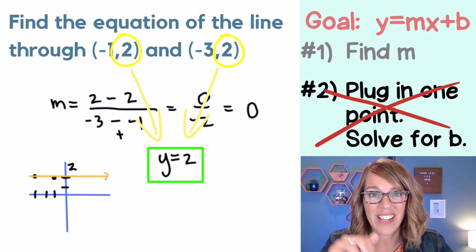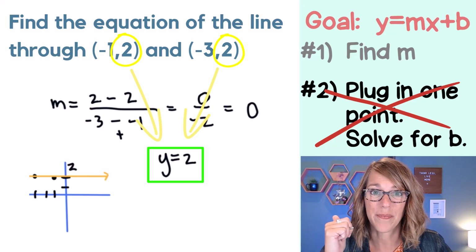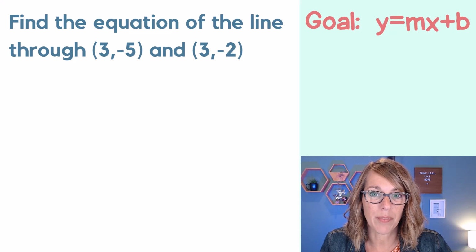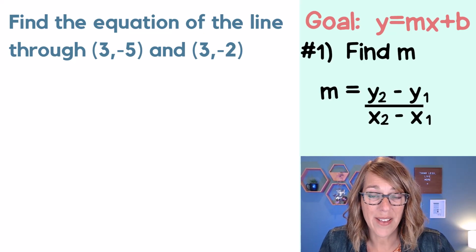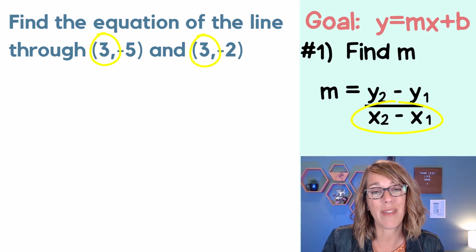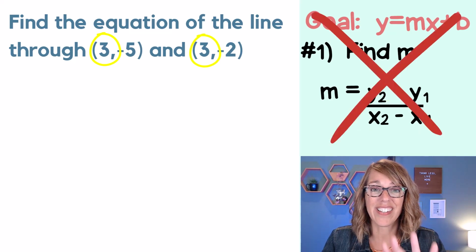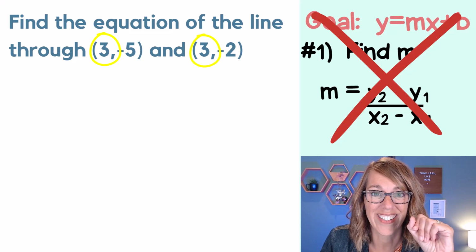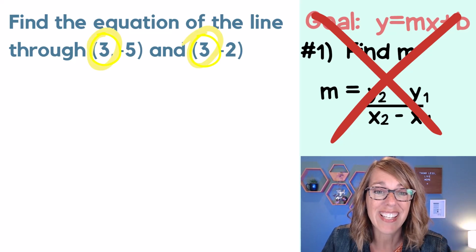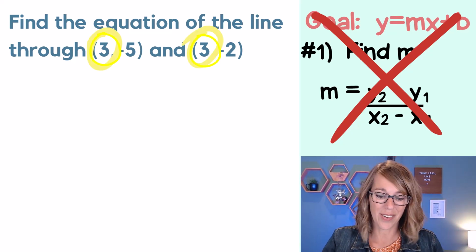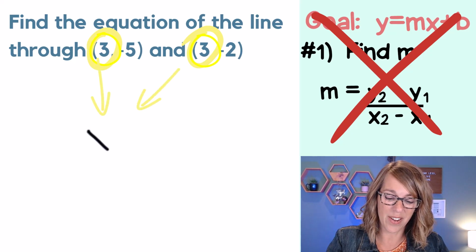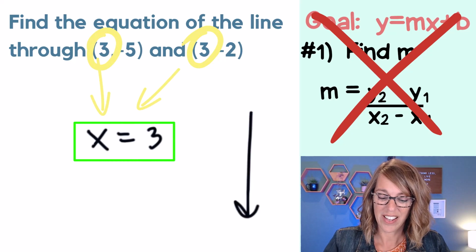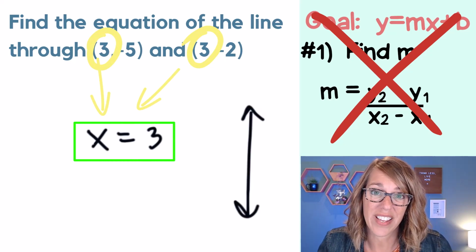Keep that shortcut in mind when we look at this next example. Here's our next example, and our goal is going to be y equals mx plus b. But if I try and find m, I'm going to end up with a 0 in my denominator. So this method here is not going to work. But what do you notice about those points? Do you see it? 3 is the x in both of these. So I can actually just skip right to my equation. Every single x on this is going to be a vertical line, is going to be equal to 3.